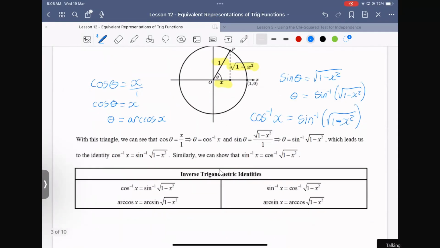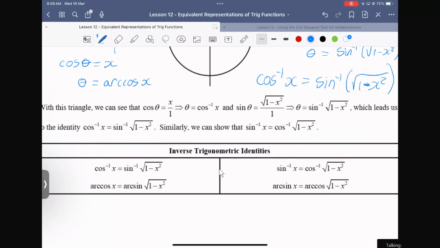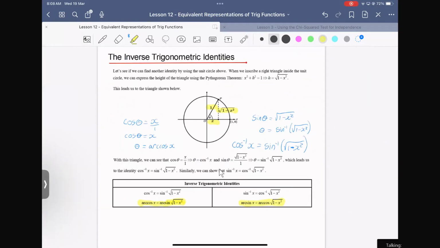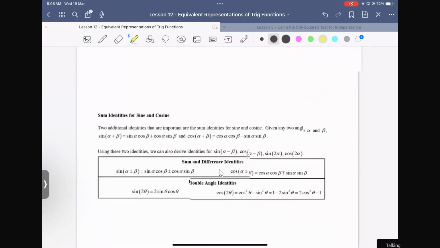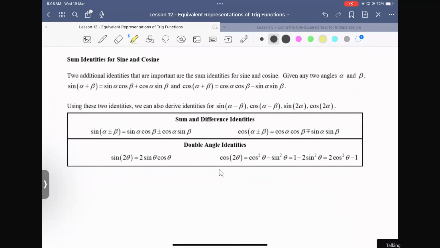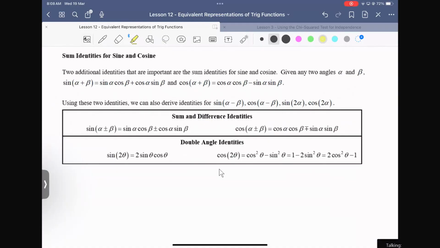We end up with two inverse trigonometric identities, and depending on which side you start by calling x, you get two different versions of the same formula, here and here. I think on this course you will use these two less. Now comes the important ones.